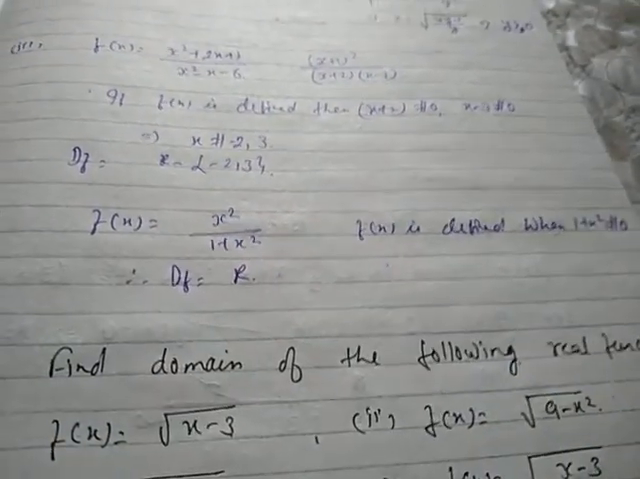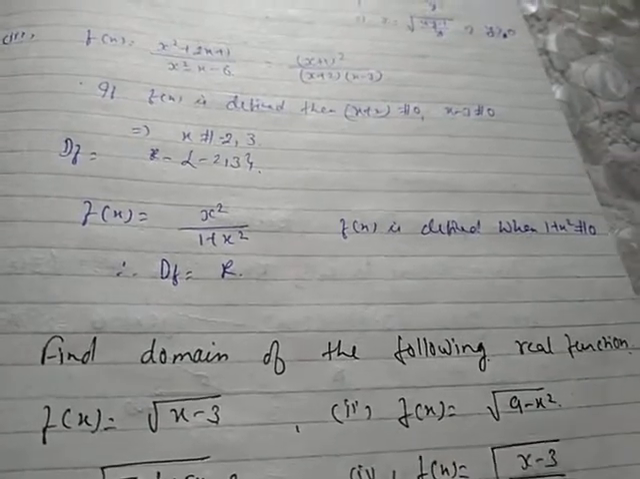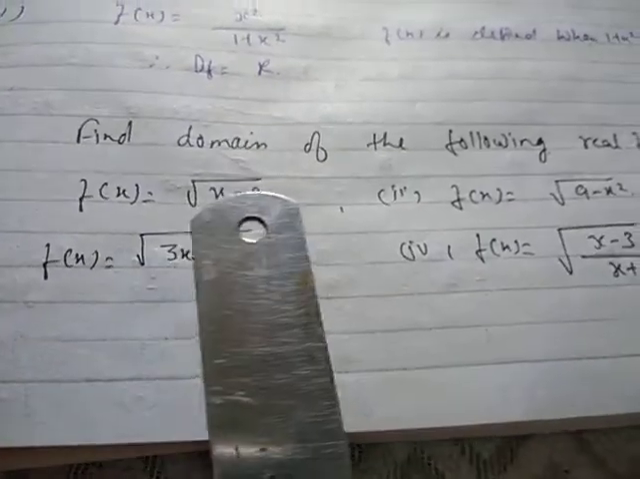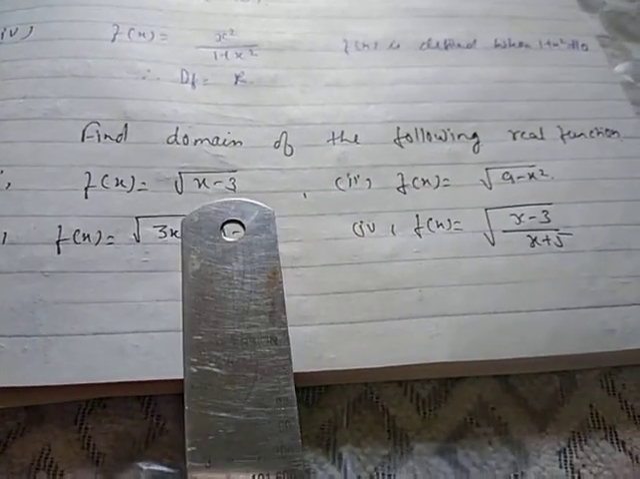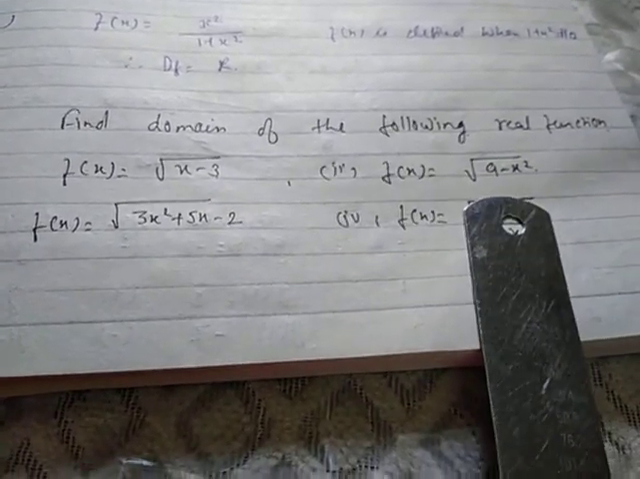Therefore, definitely the domain of the function is the real numbers. Next is to find the domain of the following real function: f(x) = √(x − 3). It is in your exercise 2.3.